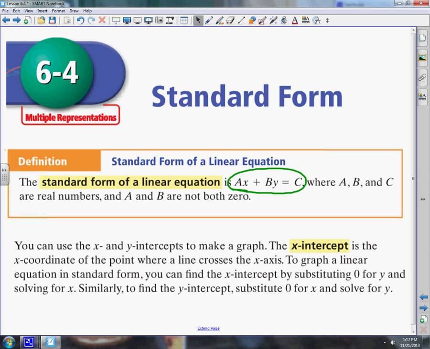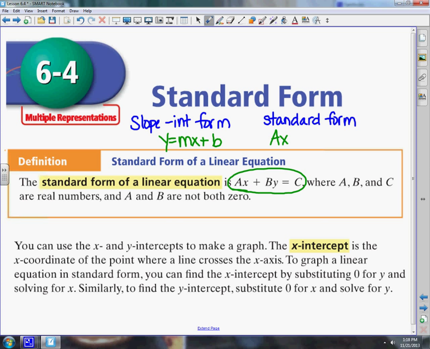So, in your notes, you have slope-intercept form, which is y equals mx plus b. And that's what we've done a lot in pre-algebra and now in algebra. And then now you have standard form, which is capital AX plus capital BY equals C.